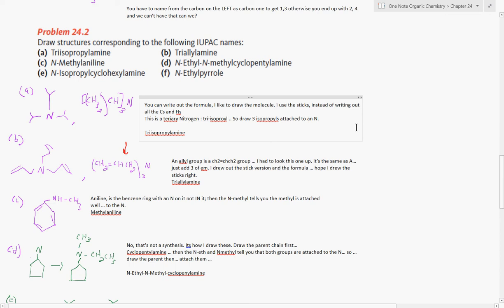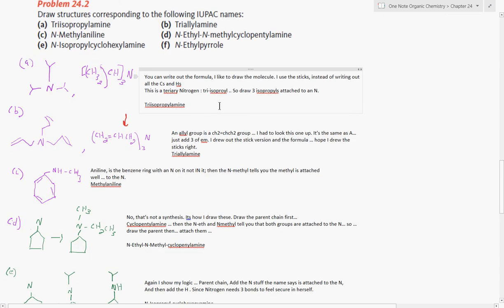For B, it's the same as A, and allyl group is a CH2 double bond CH-CH2. And I had to look that one up. It's the same as A, so just add 3 of them. I drew out the stick version and the formula. It looks like I drew the sticks right. If you want to draw formulas, feel free. So that's triallylamine.